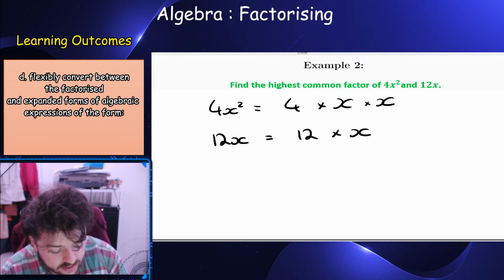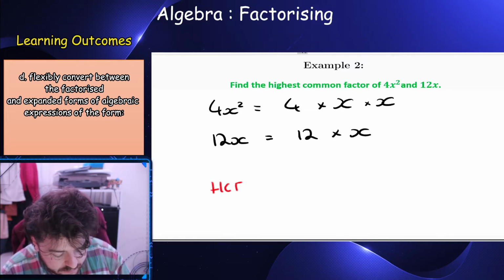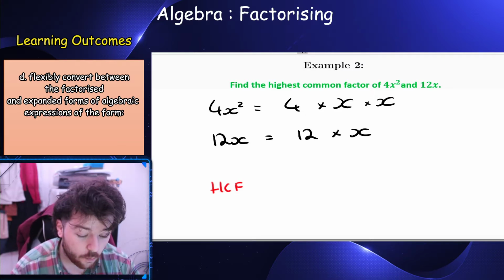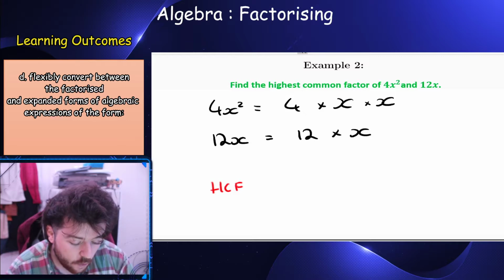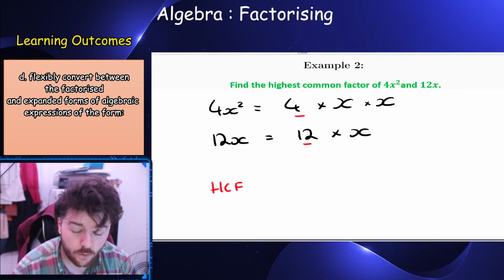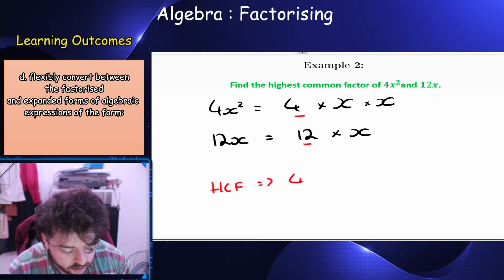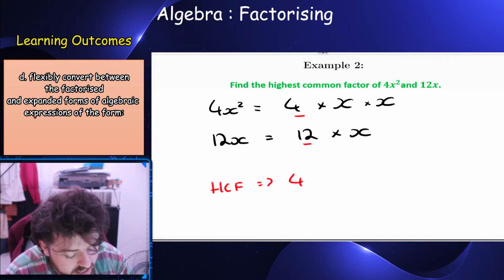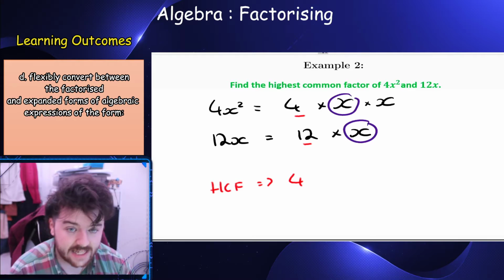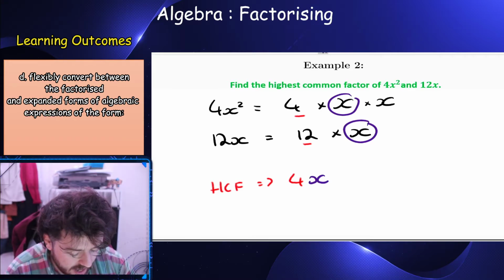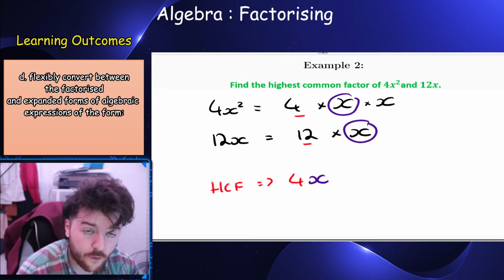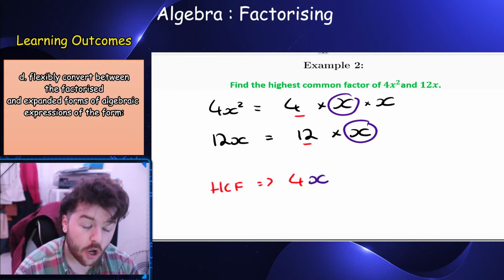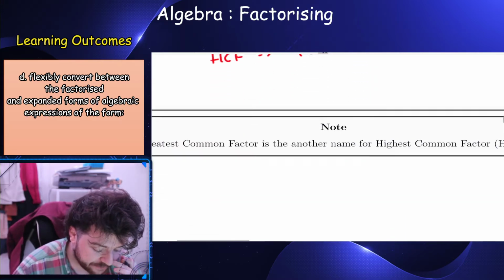First, for the highest common factor, I first find the highest common factor of the numerical components. So do they have anything in common? 4 and 12. What's the highest common factor of 4 and 12? Well, it's actually just going to be 4. So that's my numerical components. Now I'm going to look at my algebraic components here. And what do they have in common? Well, they have one x in common. So I'm just going to write x there. So my highest common factor of 4x squared and 12x is 4x. And then using this information, we're going to start factorizing.